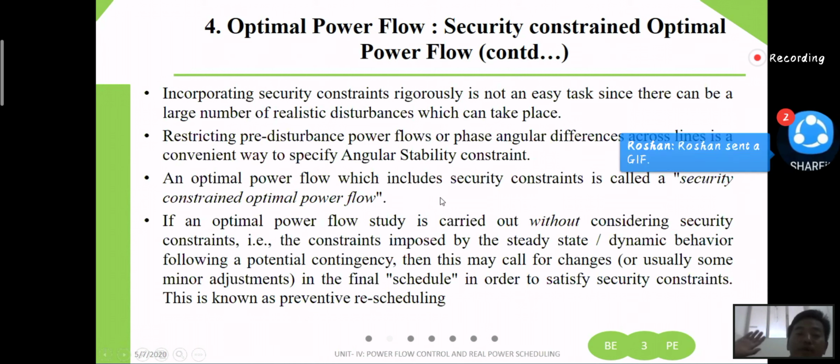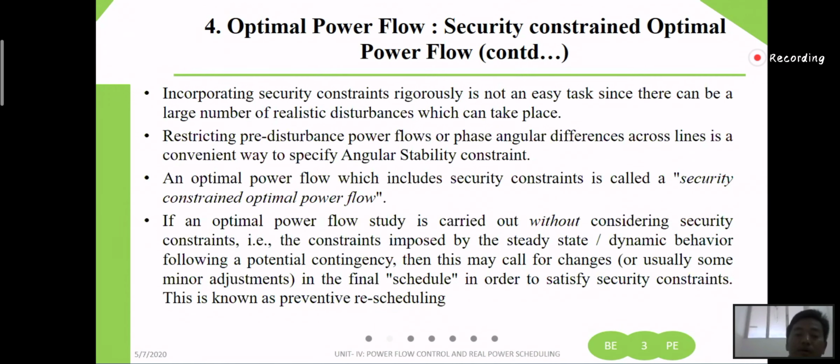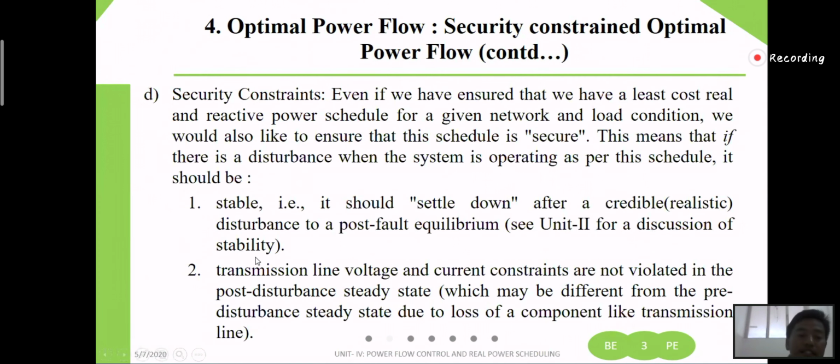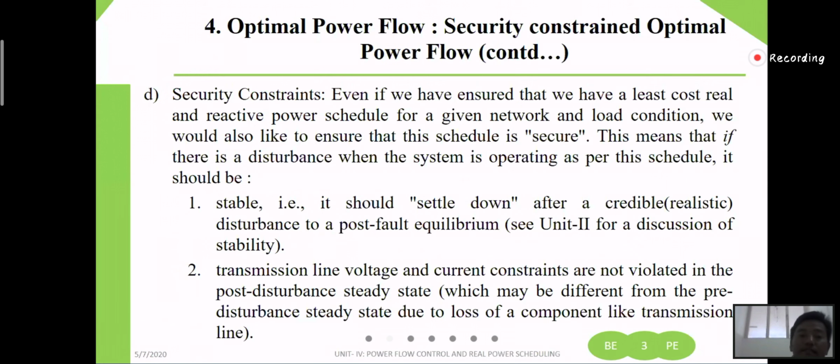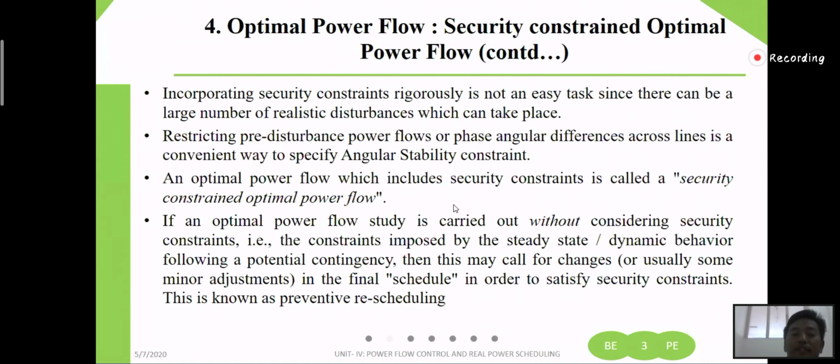Earlier we only did optimal power flow. If we include these extra conditions, it has been written: reactive power is not free, there are costs involved in additional controllable devices, current in the transmission line is within the thermal limit, and security constraint. Then if you carry out the optimal power flow, this type is known as security constraint optimal power flow. So that's all about the optimal power flow security constraint. Example we will not solve. For you all, this is more than enough.